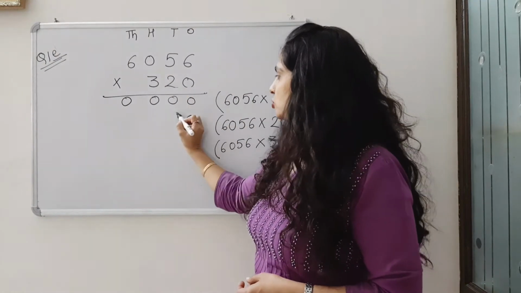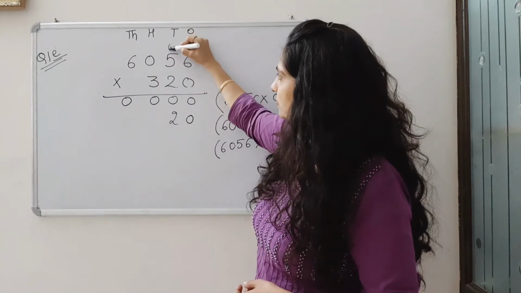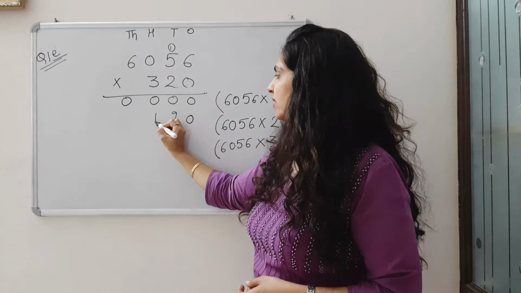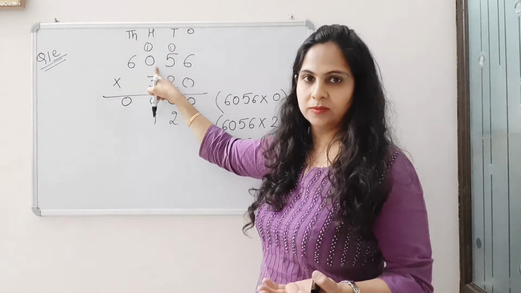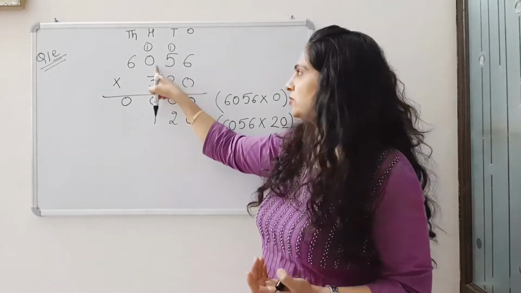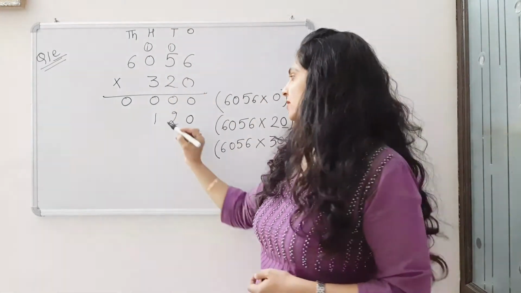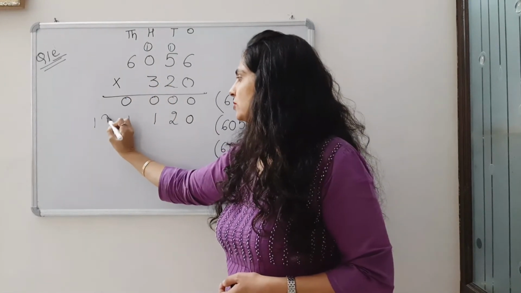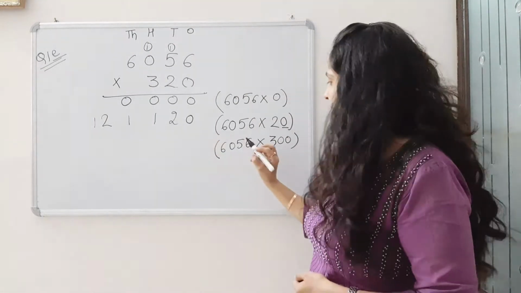2 6s are 12. 1 carry. Now 2 5s are 10. 10 plus 1 is 11. 1 carry. 2 zeros are again 0, the 0 property. 2 zeros are 0. But 0 plus 1 is 1. Fine. Now 2 6s are 12. Is this step clear also? Now let's move to the last step.